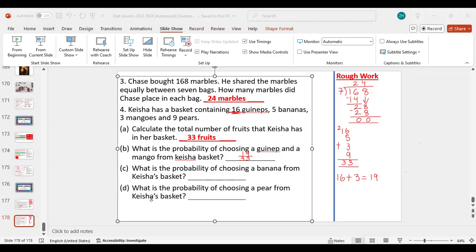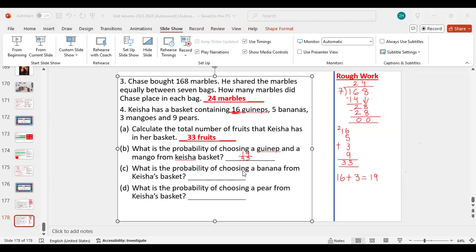Wyatt, what do you have for the next part? The probability of getting a banana. I get 5 over 33. Did anyone else get 5 over 33? I'm not finished working. Okay, good. I got 5 over 33.